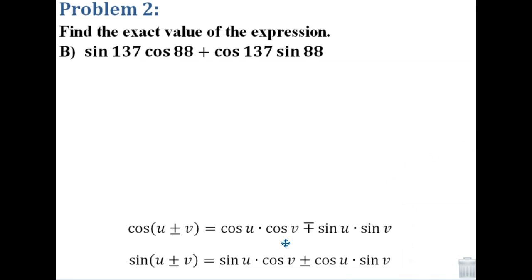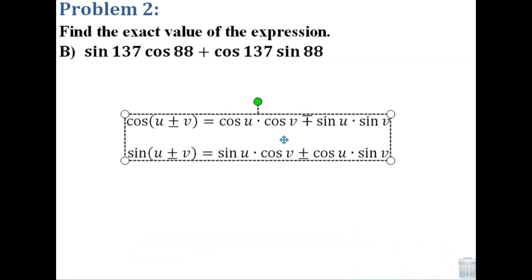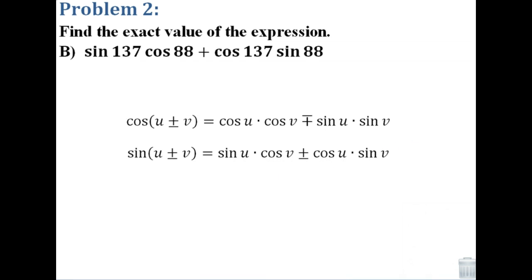Part B, same idea. We want to use our identities to write this as a single trig ratio. Now this time we're looking at sine, cosine, cosine, sine. So I know that's going to be my sine sum or difference pattern. So I can rewrite this as the sine of 137. And in this case, since there's a plus in between, the sine will stay the same. There'll be a plus inside the angle. So plus 88, which will give us the sine of 225.